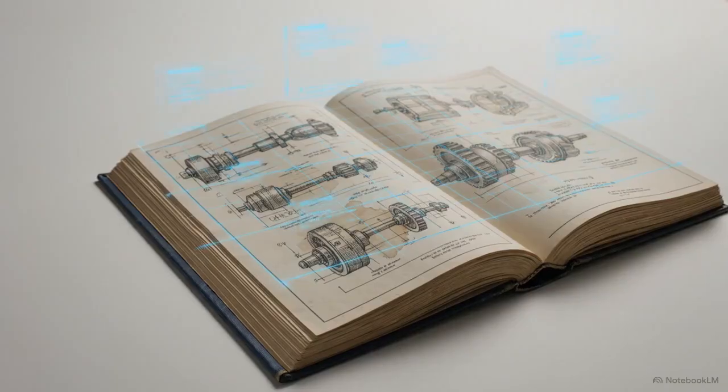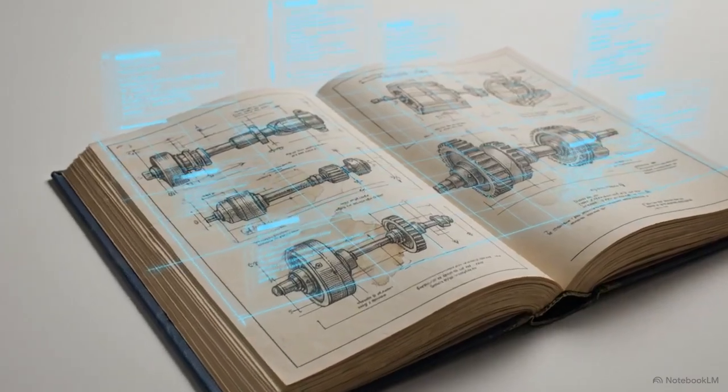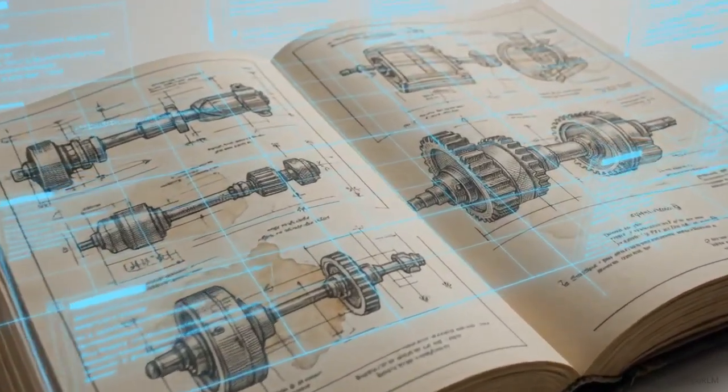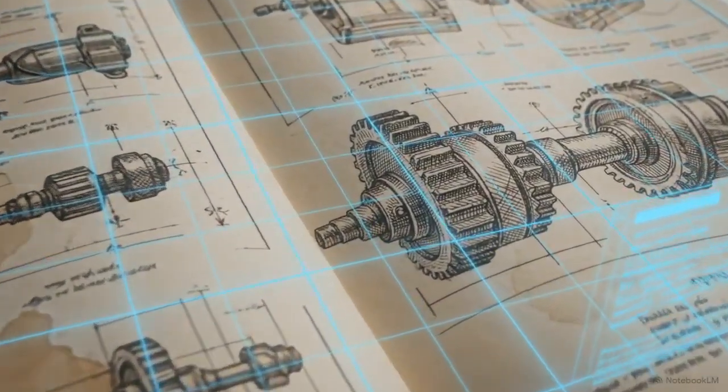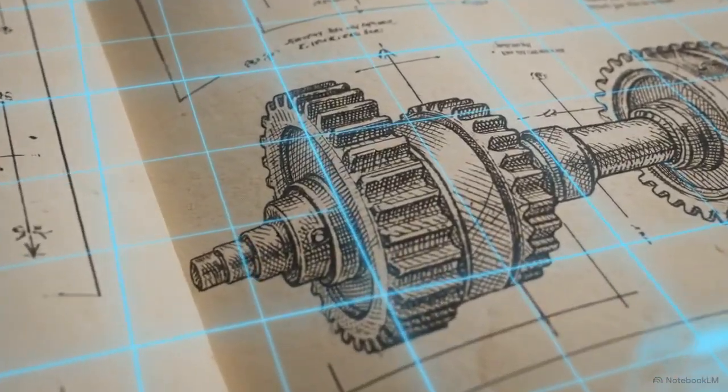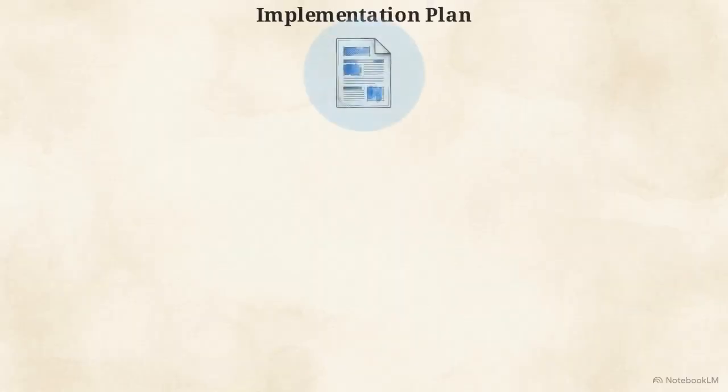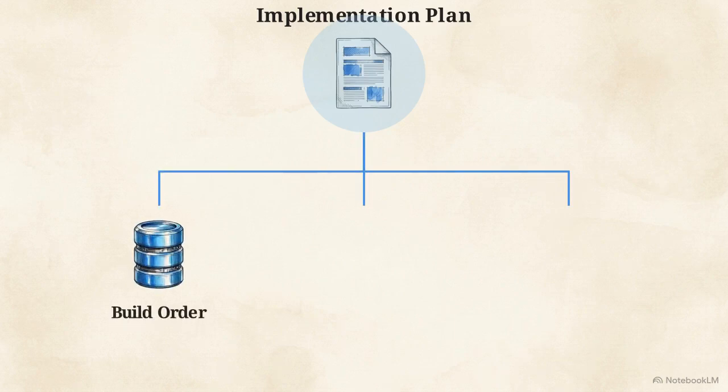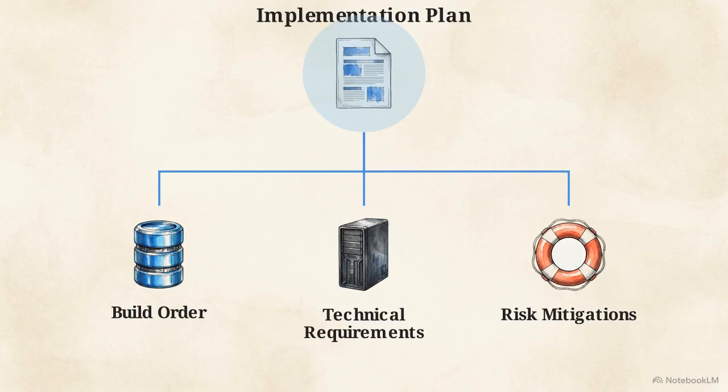Once you complete all 17 sections, you hold a comprehensive roadmap. You have converted a vague idea into a tightly controlled development strategy. This finalized plan dictates your precise build order, your exact technical requirements, and the specific risk mitigations necessary to succeed.